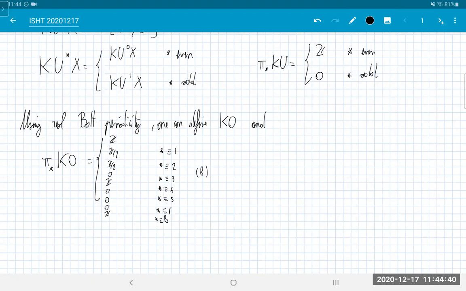Maybe I should write them down: Z, Z2, Z2, 0, Z, 0, 0, 0, Z. These are the groups. And these are the congruence classes.